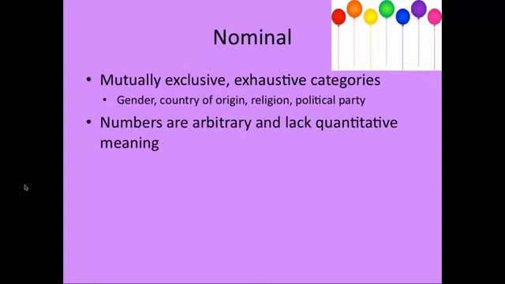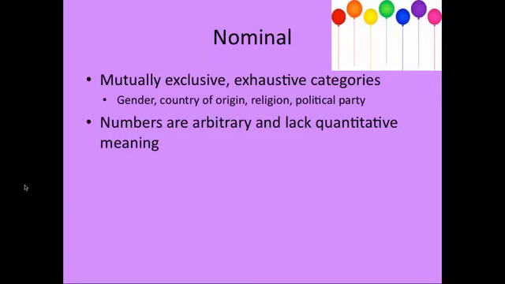Nominal level variables have no quantitative meaning associated with them, but numbers are often used in a database to represent them. So for instance, on a survey that asks participants their political affiliation, I might code 0 for Democrat, 1 for Republican, 2 for Green Party, 3 for Libertarian, and so on.